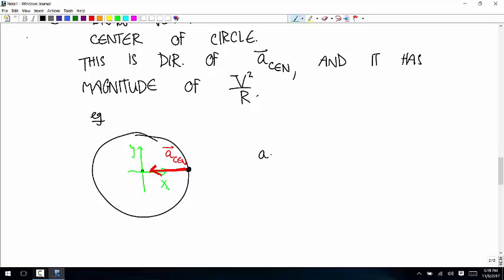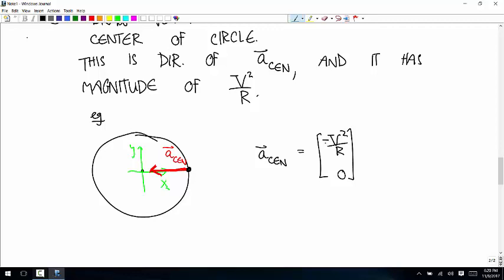So then the centripetal acceleration is a vector in this case. Is that pointing in the positive or negative x direction? Negative. You could think of it as negative v squared over r for the x component, 0 for the y component.